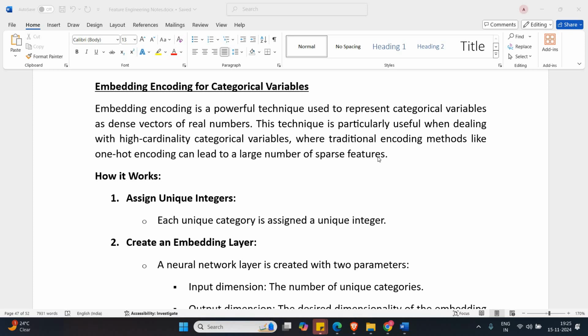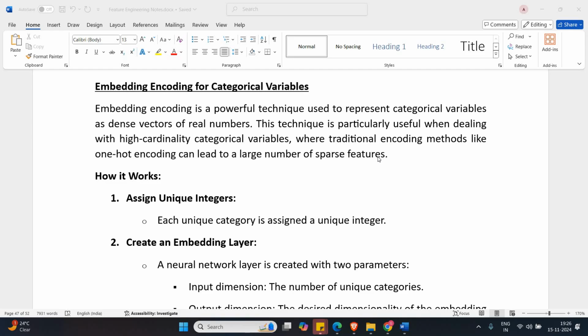Hello and welcome back. In this lecture, we are going to discuss embedding encoding for categorical variables. This is one of the encoding techniques for categorical variables when there are a number of categories under a categorical feature. For example, if we are talking about countries, countries is a kind of categorical feature, and we can have around 200 or 300 countries in the list. Based on the data or the context, the number of countries could be lower or higher, but it could be significant.